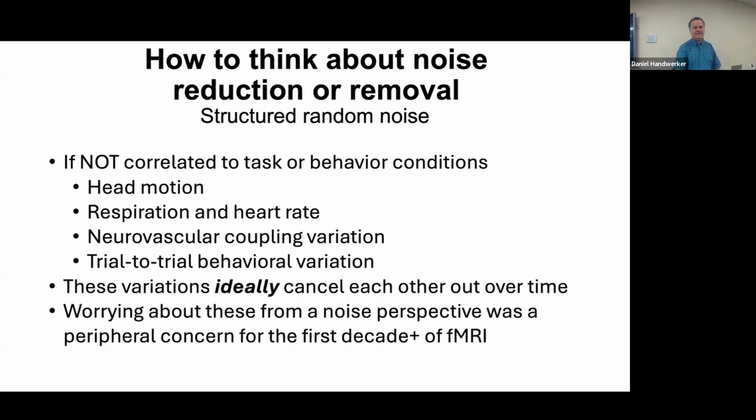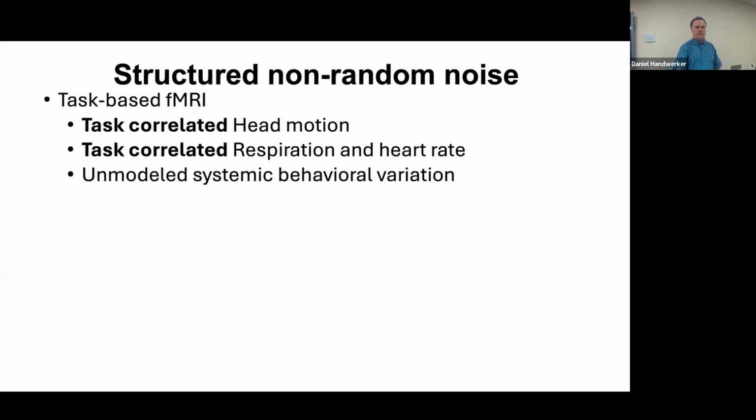So these ideally cancel out, and I would say that people thought of these categories as things that should cancel out for at least the first decade, if not two decades of fMRI research, so they were not really worried about that much. It was like, you collect more data, they'll go away, don't worry. But like I said, that's only if those are unstructured.